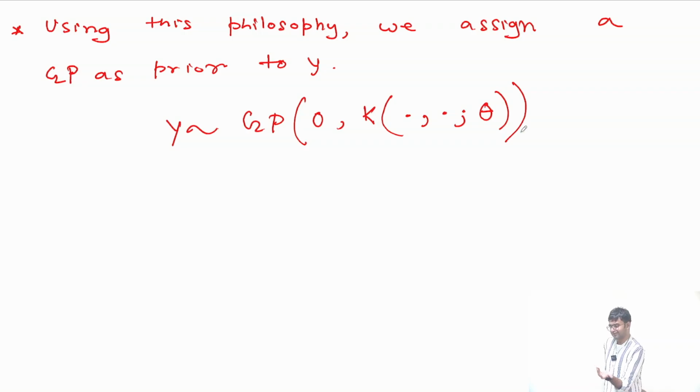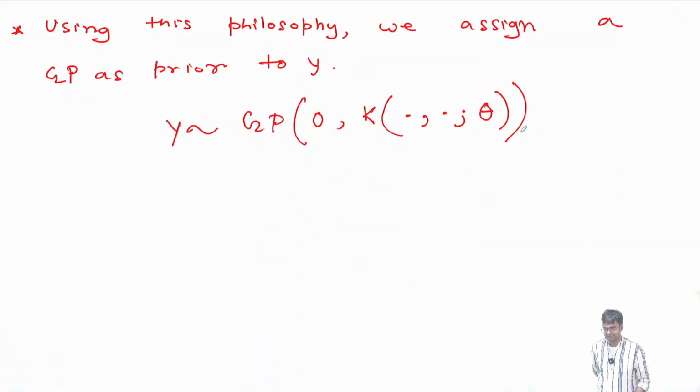X1 and X2 is actually originally X and X dash. I mean, those are different notations of it. So, and theta is the length scale parameter and the process variance. Okay.